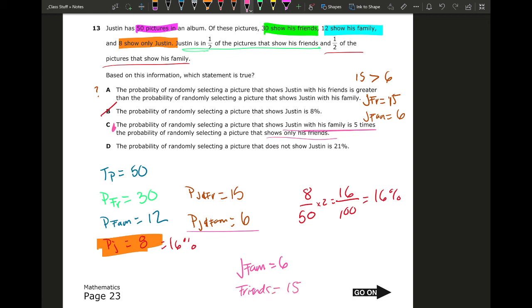And he's saying that if I multiply this times 5, I should get 15. When I multiply 6 times 5, I get 30, not 15, so it's not going to be C. So D, the probability of randomly selecting a picture that does not show Justin is 21%.